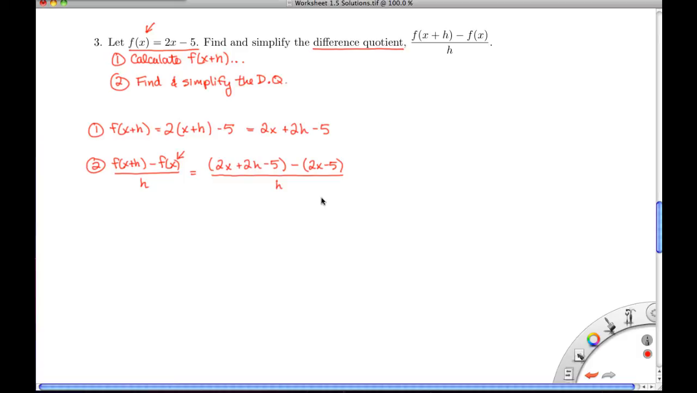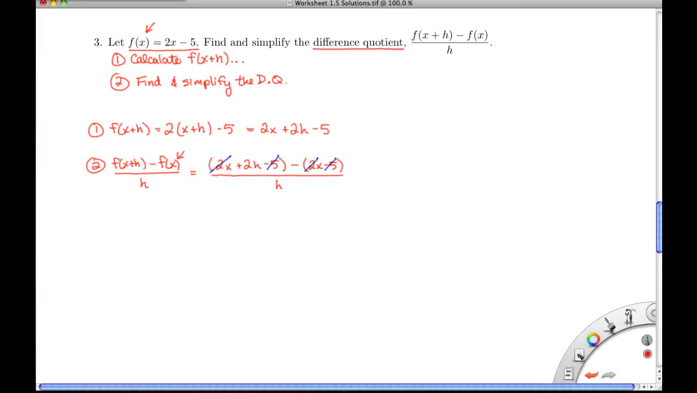Now inevitably there's going to be some simplification that needs to be done. One thing we could do is, if we distribute that negative, we'd see that we'd have a positive 2x and a negative 2x, so those are going to cancel out. We'd have a negative 5 minus negative 5, which would also cancel out here.